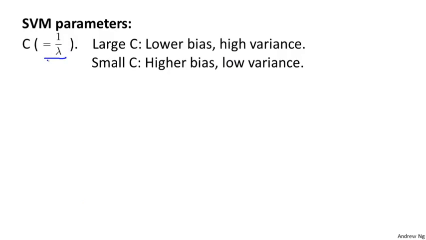If you have a large value of C, this corresponds to what we had back in logistic regression of a small value of lambda, meaning not using much regularization. If you do that, you tend to have a hypothesis with lower bias and higher variance. Whereas if you use a smaller value of C, this corresponds to logistic regression with a large value of lambda, and that corresponds to a hypothesis with higher bias and lower variance. So a hypothesis with large C has higher variance and is more prone to overfitting, whereas a hypothesis with small C has higher bias and is thus more prone to underfitting. So this parameter C is one of the parameters we need to choose.